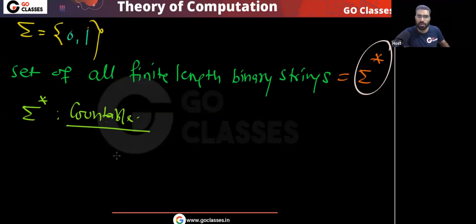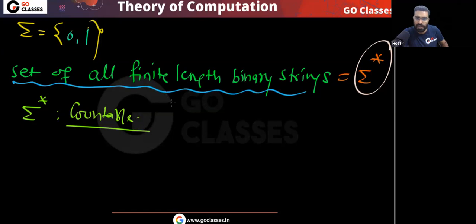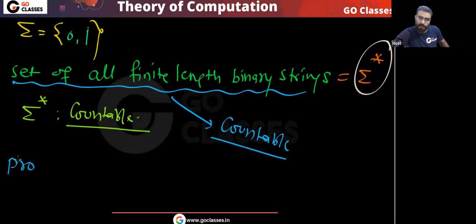And this sigma star is countable. Can you prove it? The set of all finite length binary strings is countable. Can you prove it? What is the proof?